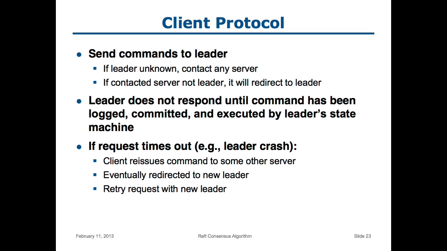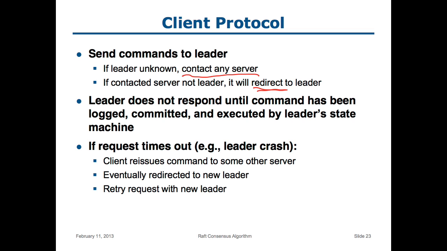Now let's move on to the fifth part of the Raft protocol. This is how do clients interact with the system. This is mostly pretty simple. The client just sends their commands to the leader machine, and they get responses back. Now, if the client doesn't know who is the leader, that's fine. It can talk to any server in the cluster. And if that server is not the leader, then it will tell the client who the leader is, and the client can retry with the leader.